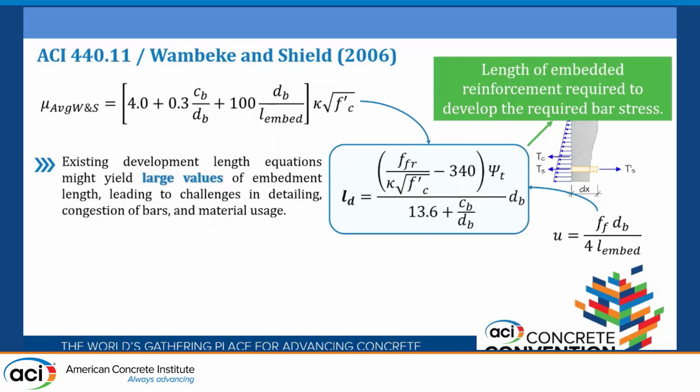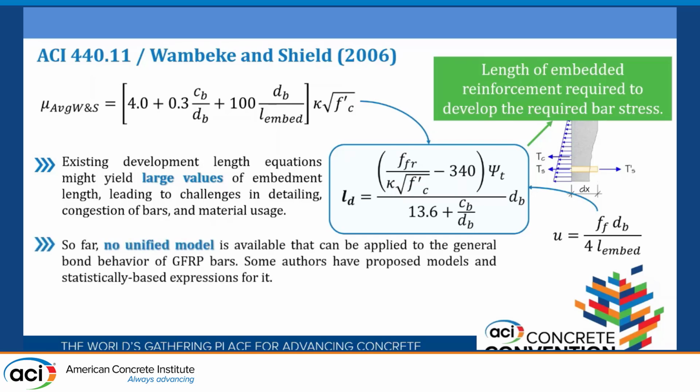This is based on literature review, where some authors said it could lead to challenges in detailing, congestion of rebars, and material usage when you compare to conventional steel with 30 dB. In this case, if we design it with this rebar, we will need a lap-spliced length of 140 times dB.